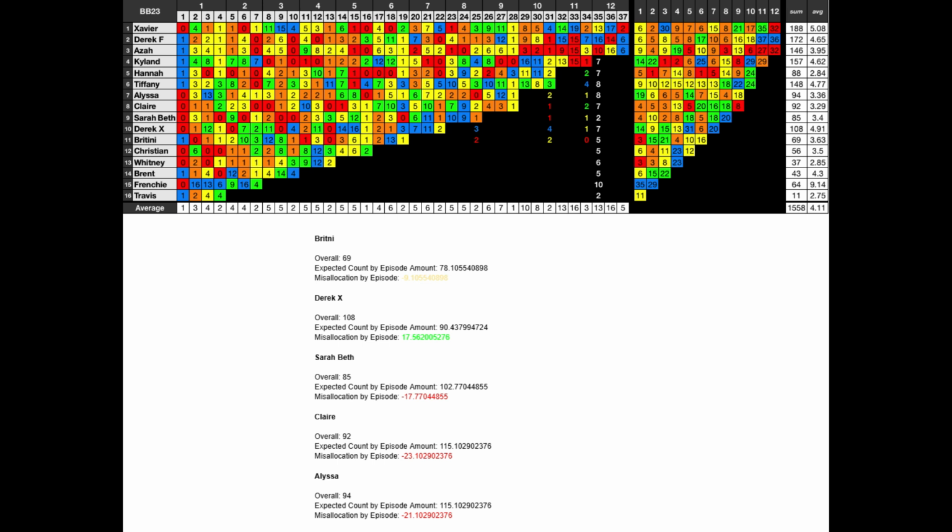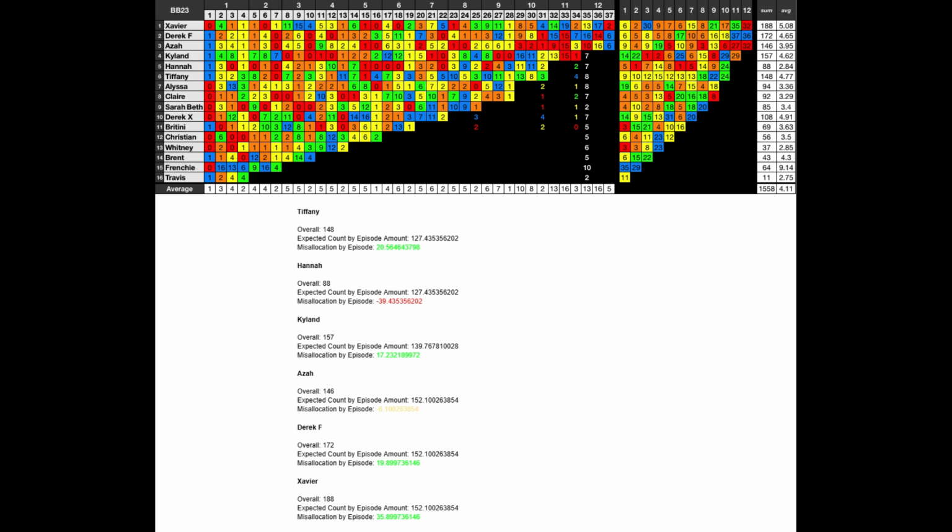Elsa is roughly around the same, as she got 94 diary rooms, and her expected count by episode amount is 115.1, since her and Claire were in the same episodes. And her misallocation by episode amount is a bit smaller, but it's still relatively large, as it's negative 21.1. Tiffany has 148 diary rooms, and her expected count by episode amount is 127.43, causing for a 20.56 misallocation amount. And I believe that is the biggest one in a positive direction regarding her being over distributed.